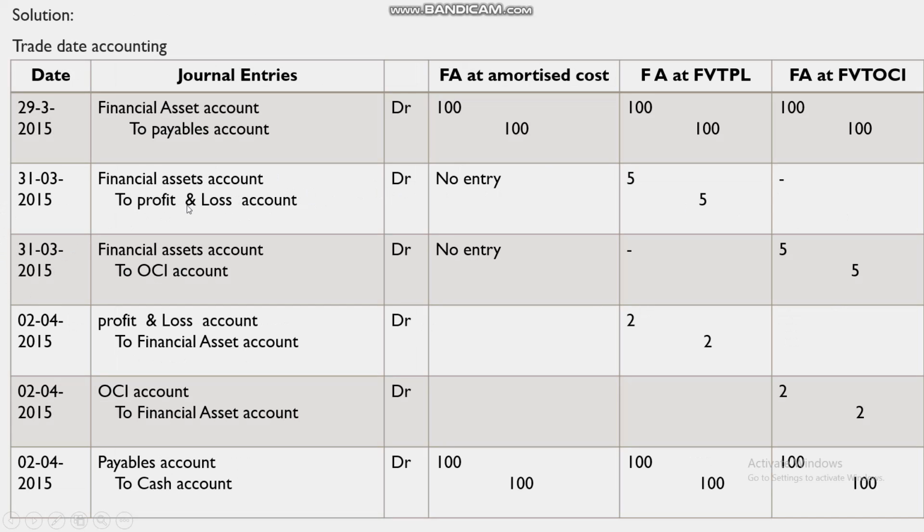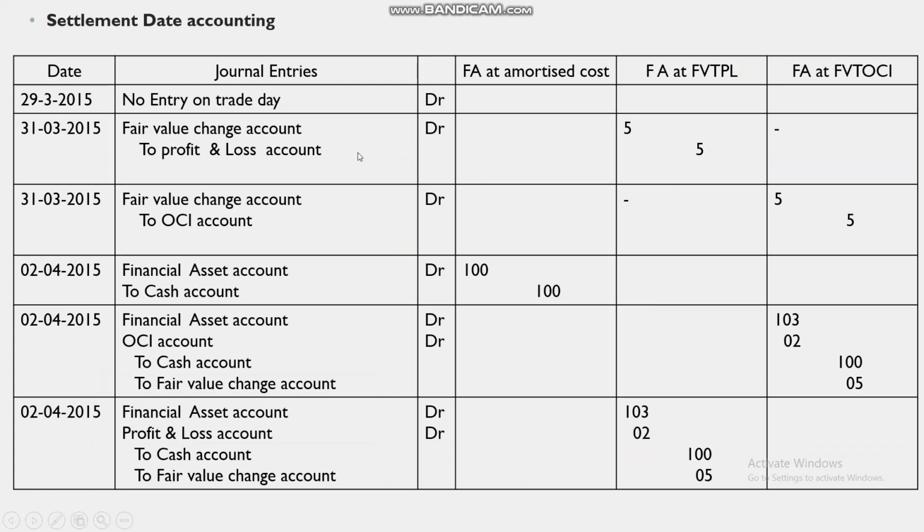The entry is financial asset account to profit and loss account, but here we are going to write it in the fair value change account, to the profit and loss account. Here, if we are treating it in other comprehensive income, then the entry is fair value change account to other comprehensive income account. Then on the second, we should treat it like financial asset account to cash account.